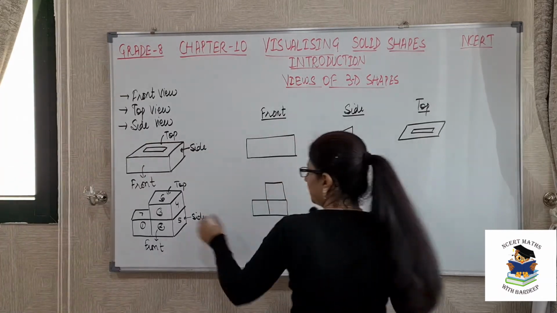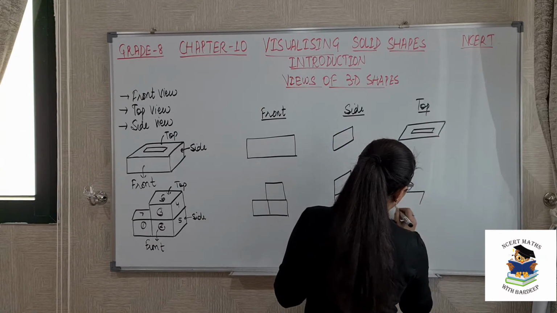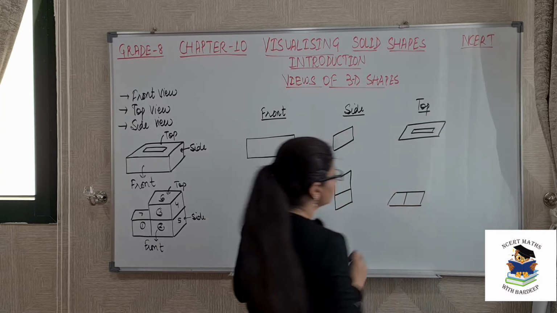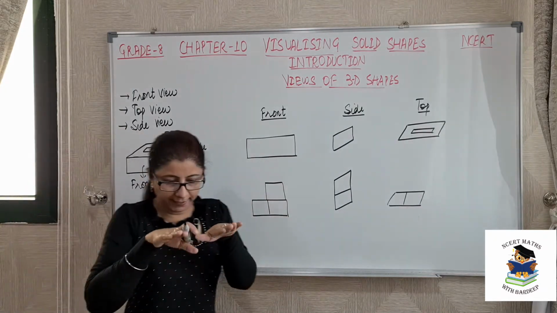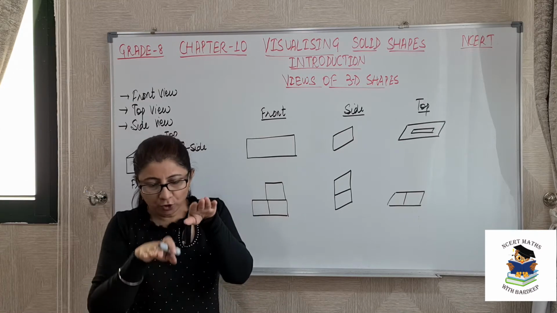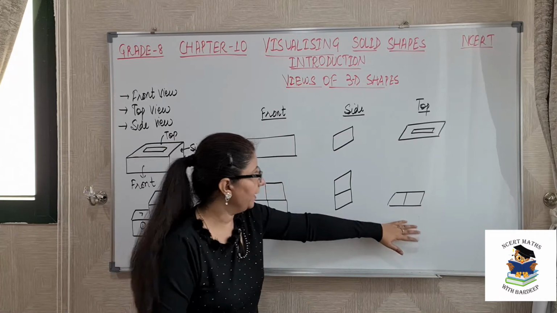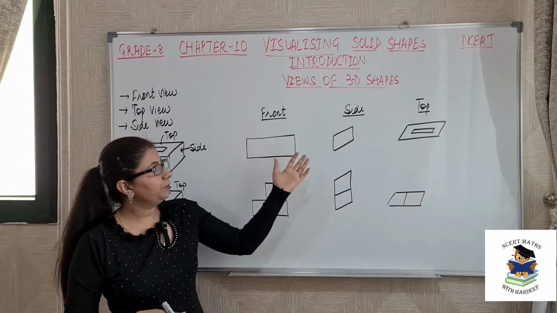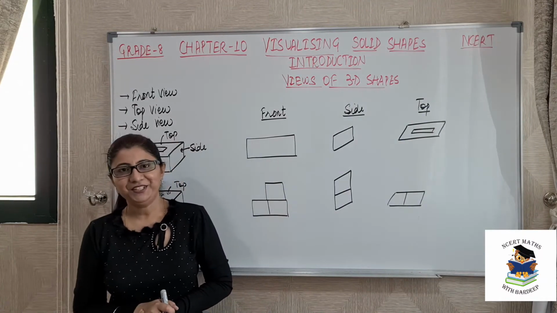So how to draw? This is again inclined, so we will draw like this. Now always remember, because when we see from the top like this, these two top surfaces will be visible, we cannot put them at different heights. It should be at the same height. So this is how we will draw the front view, side view and top view of different 3D shapes.